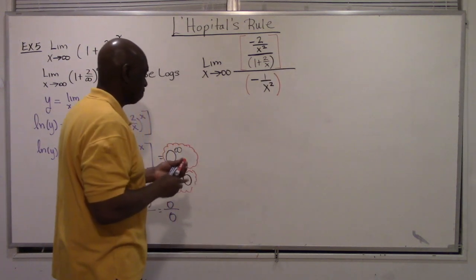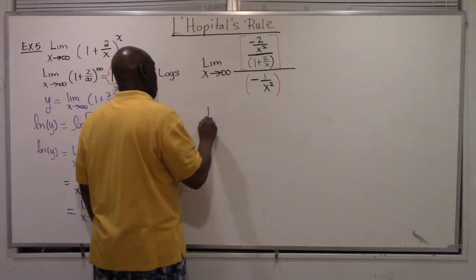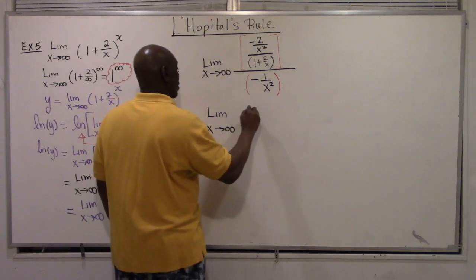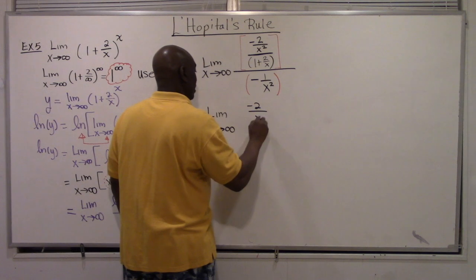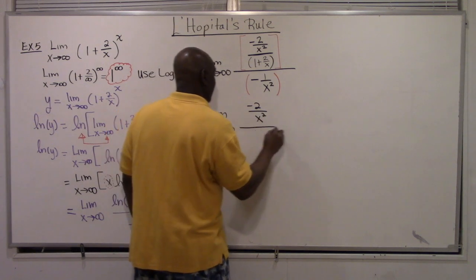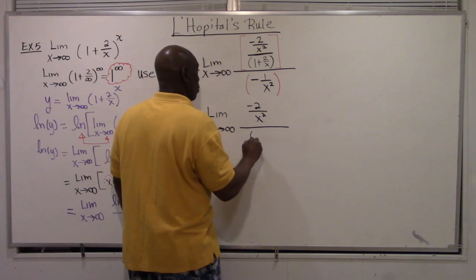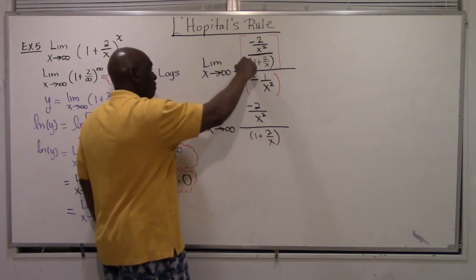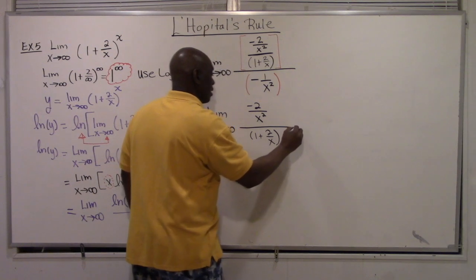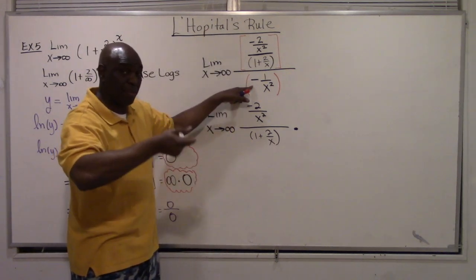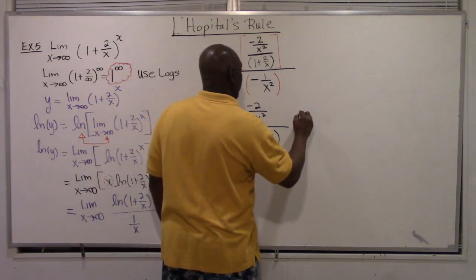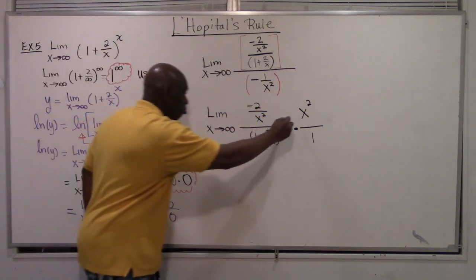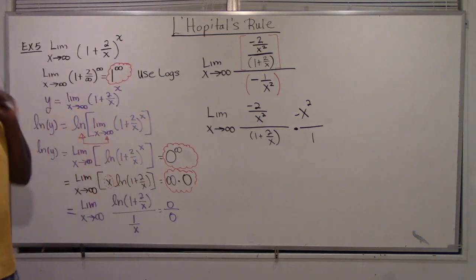So this is going to equal the limit as x goes to infinity of negative 2 over x squared, divided by 1 plus 2 over x, that's my numerator, times, now I'm going to take my denominator and multiply by the reciprocal, times negative x squared over 1. There you go.